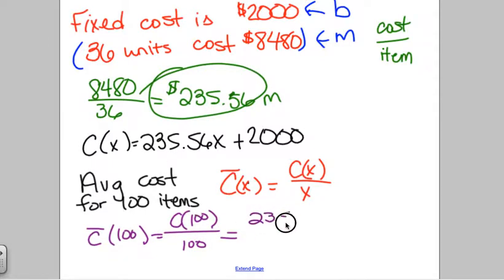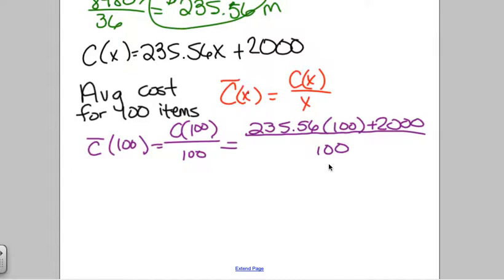So 235.56 times 100 plus 2,000, divided by 100. 235.56 times 100, you just move the decimal place twice. So 23,556 plus 2,000 is 25,556.